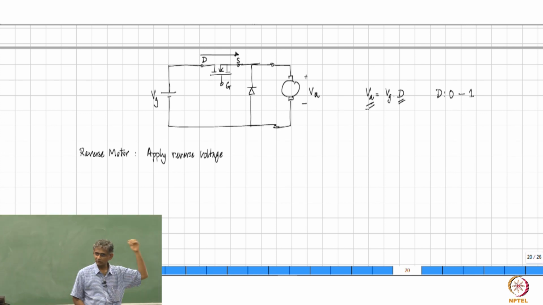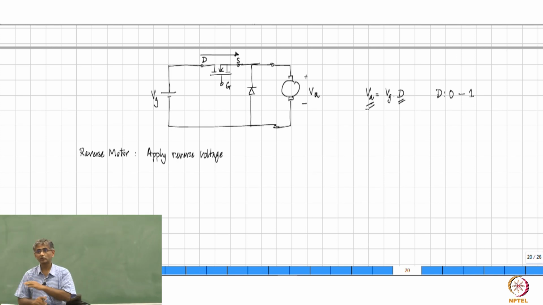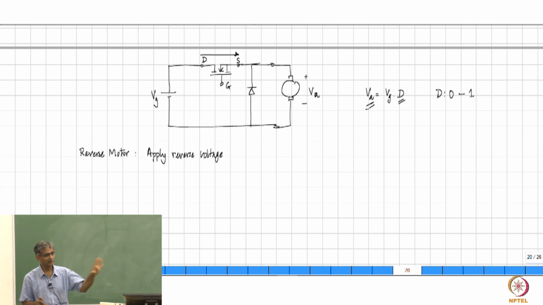Why won't it work? Why can you not just flip VG and apply it to this? The diode will short circuit the whole thing, right? The moment you turn the switch on, both the switch and the diode will blast in your face, because you are short circuiting the voltage source using those switches. So, you cannot say, I will reverse the supply voltage and then attempt to get negative voltage across the motor. That is not going to be feasible.